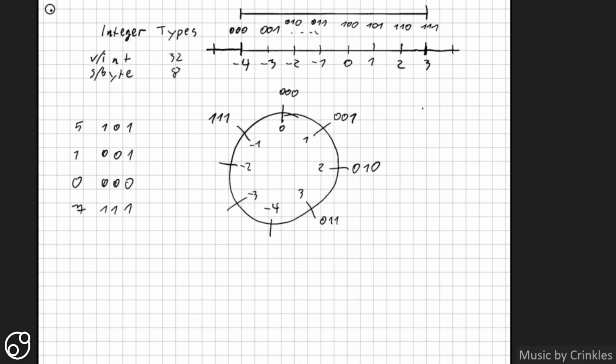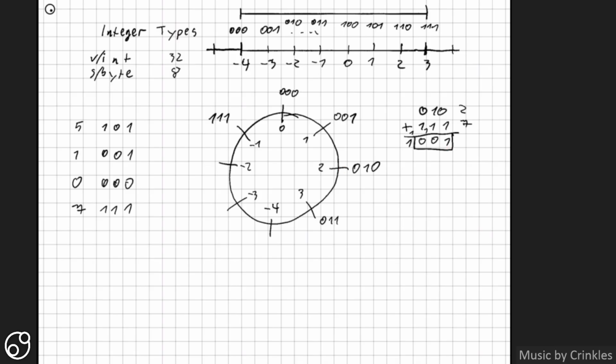So 0, 1, 0. Let's actually try that in the positive values first. We make the addition of 2 to 7. 1, 1, 1. 2 plus 7. And then we get 1, 0, 0, 1. There's a 1 in front, but we have to ignore that because 3 bits only, and we end up with 1.